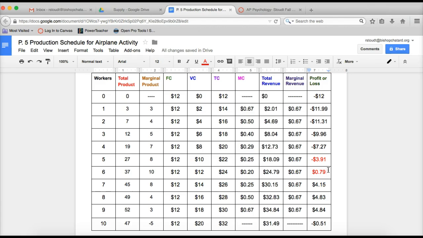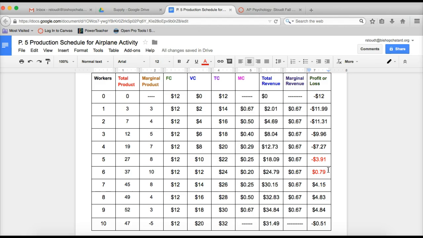Now, inevitably, I have somebody that asks me, how can you have 5.5 workers? And some smart aleck will usually respond, what about a dwarf? Okay, no. Okay, 5.5 workers.